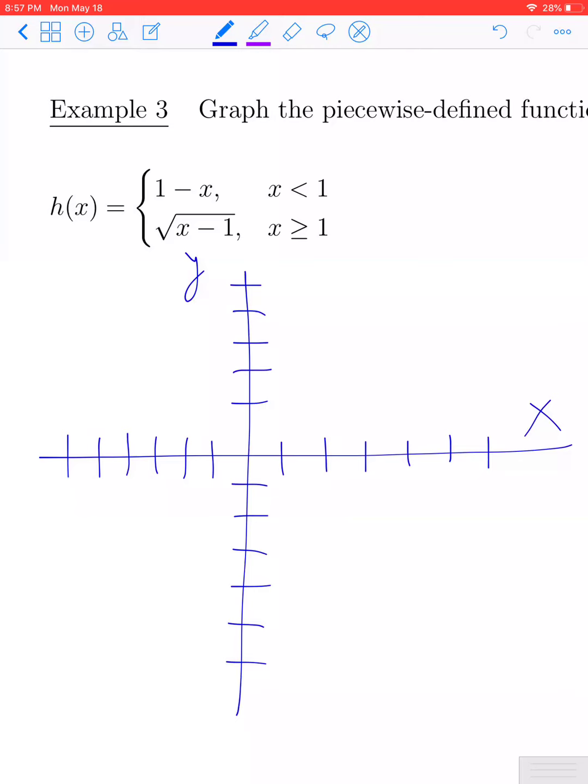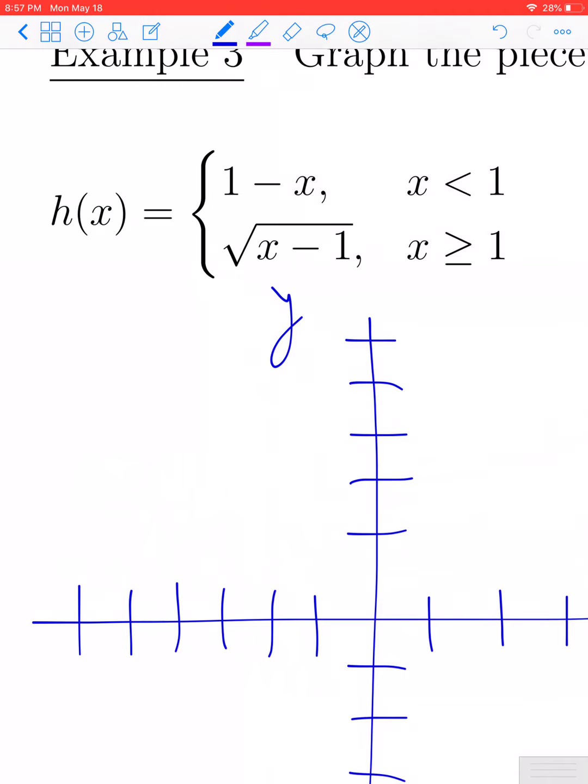In section 1.3, the next example we're going to look at is example 3, which is graphing a piecewise defined function. These kinds of functions will play a very, very important role in chapter 2 once we begin our discussion on limits. The way a piecewise defined function is created, kind of as the name implies, is it has different pieces over different subsets of its domain.